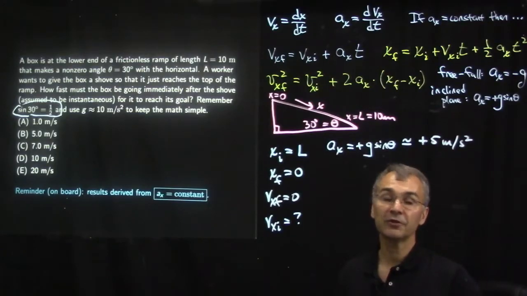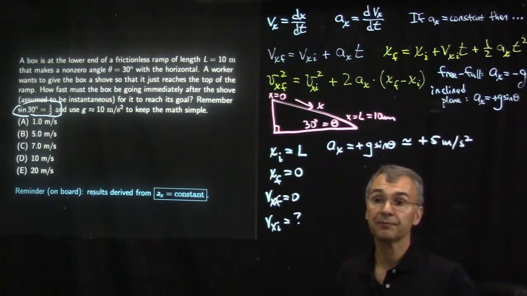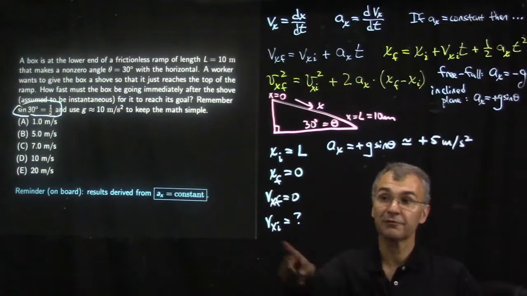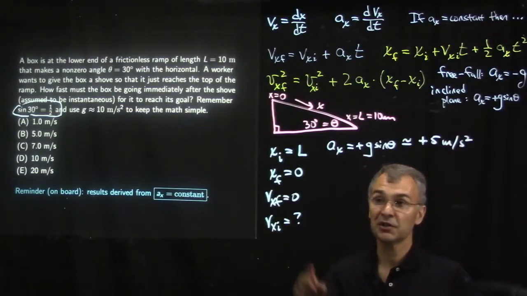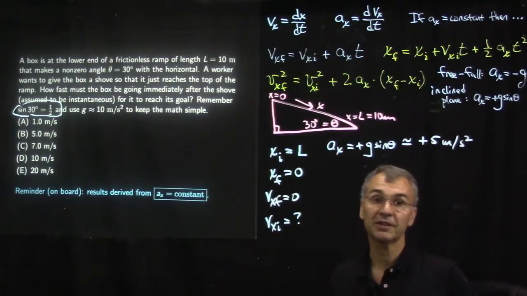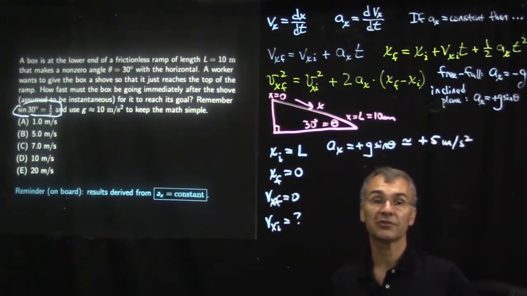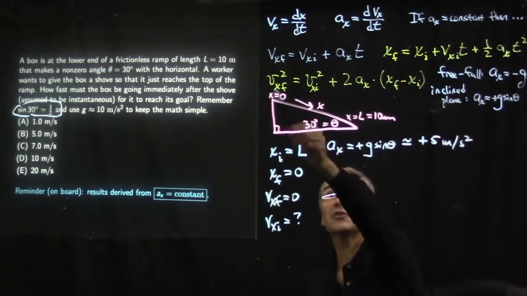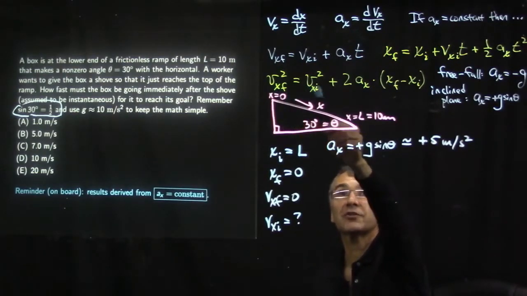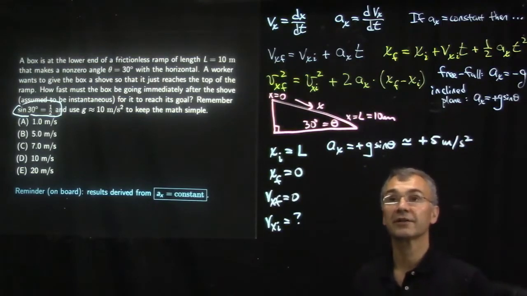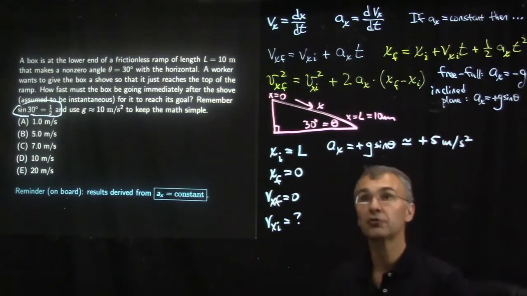Now, we don't care about the time in this problem. We know the final speed, we want to solve for the initial speed, and we know the initial and final positions. So this is an excellent occasion to use the v final squared is v initial squared plus 2a delta x equation. So let's do that.